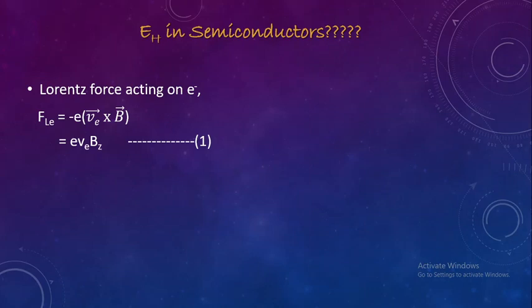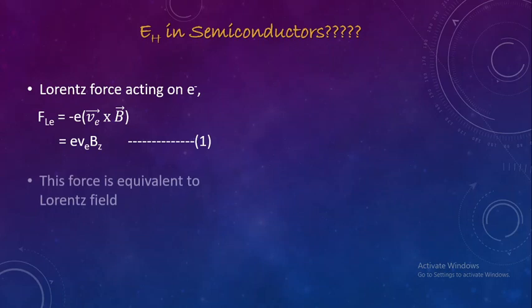Here the Lorentz force on the electron, F_LE, is going to be along the negative y direction. The negative sign I have just removed because it means that the drift velocity of the electron is along the negative axis. So we can write it as it is, or even keep it with the minus sign.